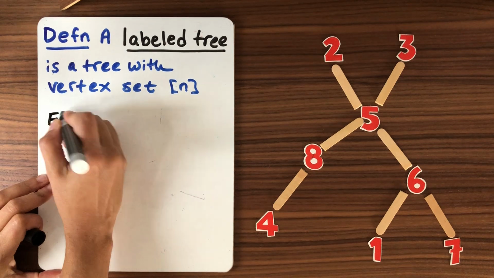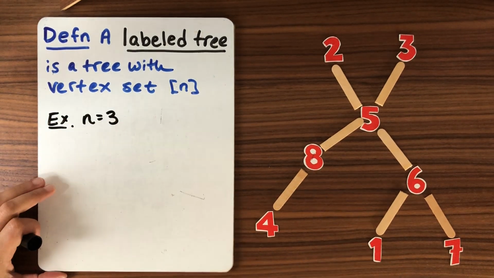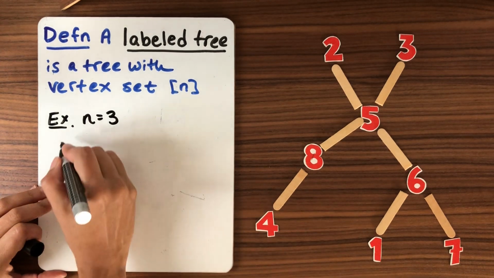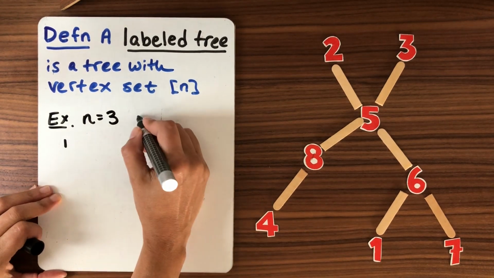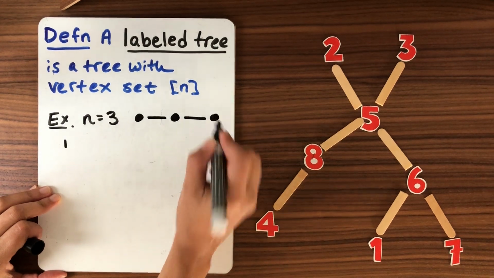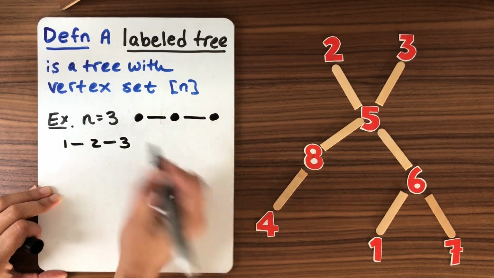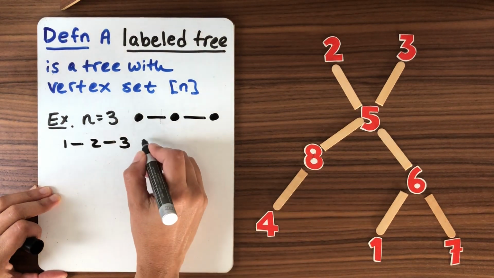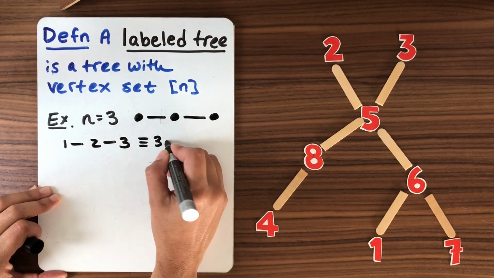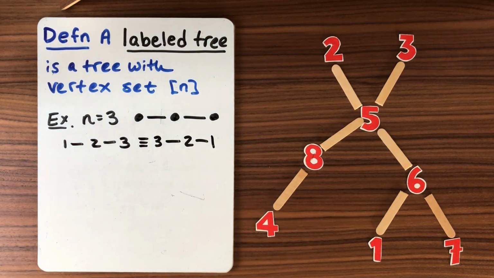If we want to try to enumerate all labeled trees, for example, on n equals 3, how could we do that? Well, remember, the structure of a graph of a tree on 3 vertices looks like this. But now how could we label the vertices? Well, we could do it like this, okay? And that is actually the same tree as this. It doesn't matter if we flip the tree around, okay?